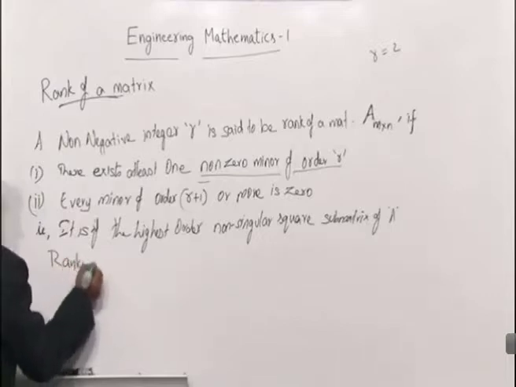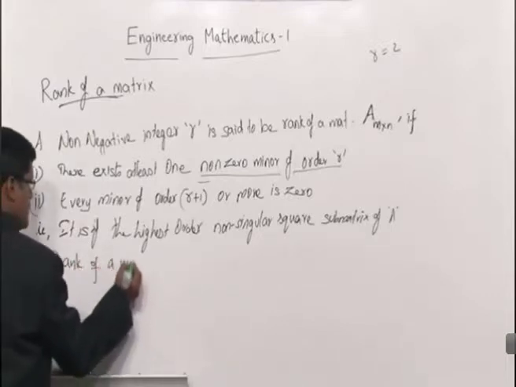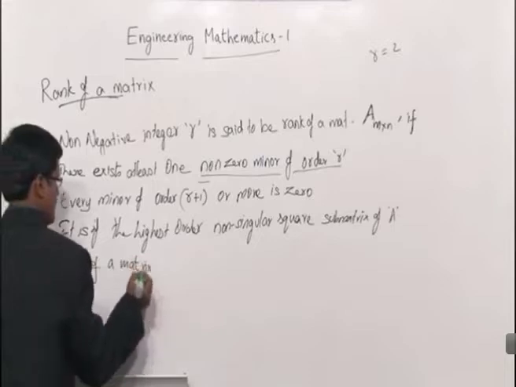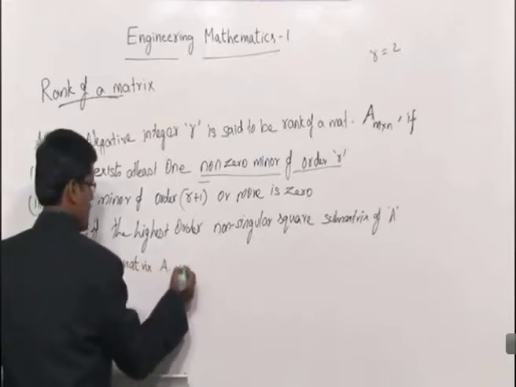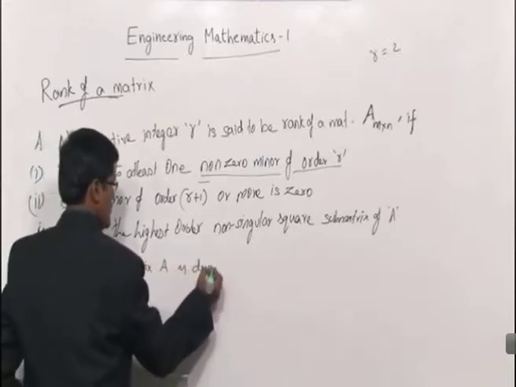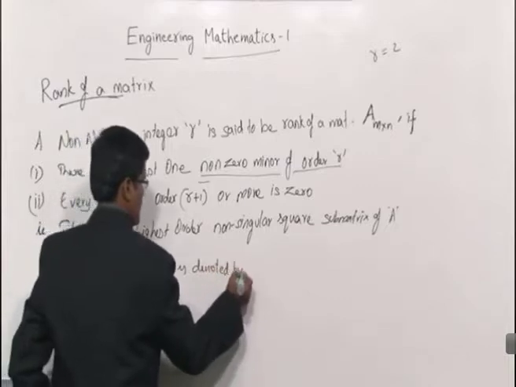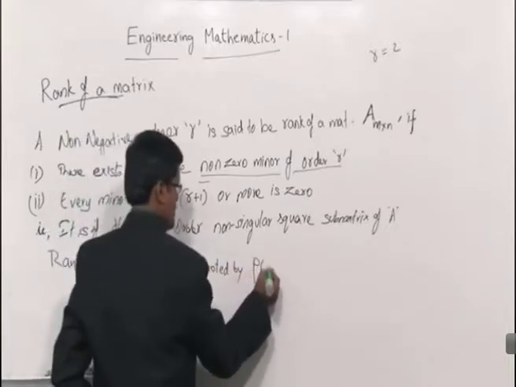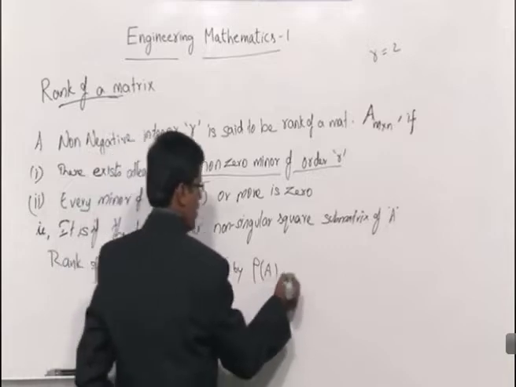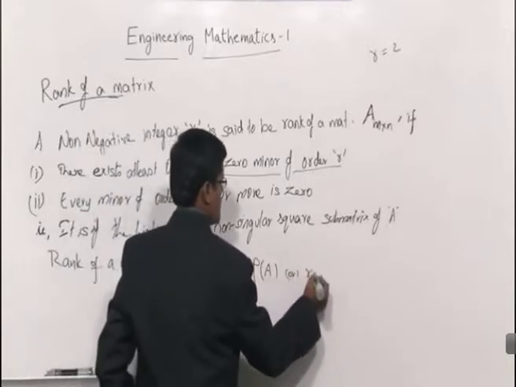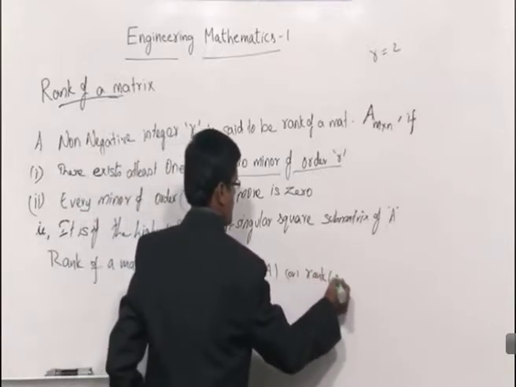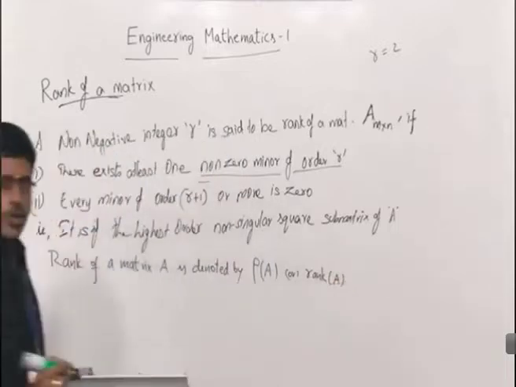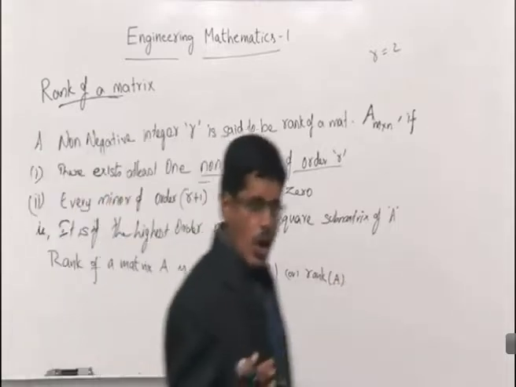Rank of a matrix. The rank of a matrix A is denoted by the Greek letter rho of A, or R of A, or just rank A. A non-negative integer means either 0 or a positive integer.